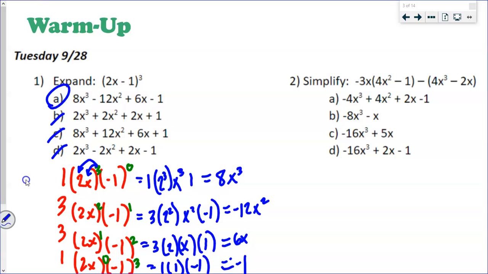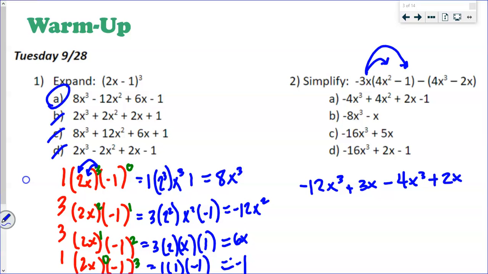Now, with number 2, there's a question very much like this on the test. So when we do this question, we're going to, again, distribute this negative 3x to both terms, okay? So we're going to go negative 3x times 4x squared. So that's going to be negative 12x to the third, right? And then negative 3x times negative 1, negative times the negative is a positive, so that's going to be plus 3x. And then we've got minus 4x to the third. And remember, again, we're applying that minus to both things. So if we subtract the negative, we're actually going to add it, right? So this is going to be plus 2x.